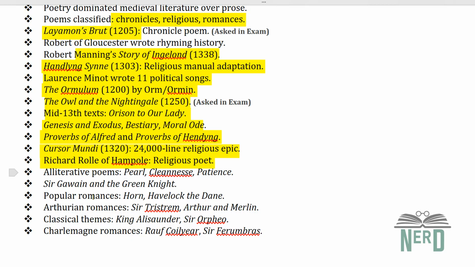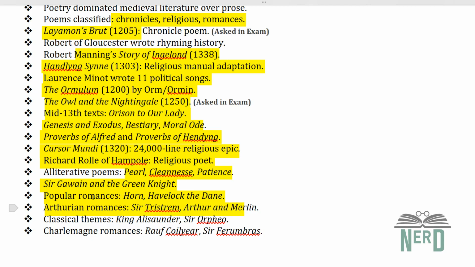And we cannot miss the anonymous alliterative poems from the West Midlands: Pearl, Cleanness, Patience, and the famous Sir Gawain and the Green Knight. Finally, we come to metrical romances, the most popular kind of medieval poetry. These narratives can be grouped by theme. In popular romances, we find Horn, Havelock the Dane, Guy of Warwick, and Bevis of Hampton.